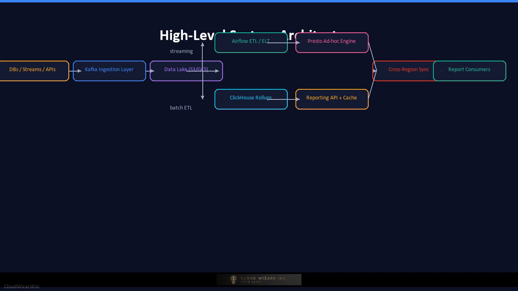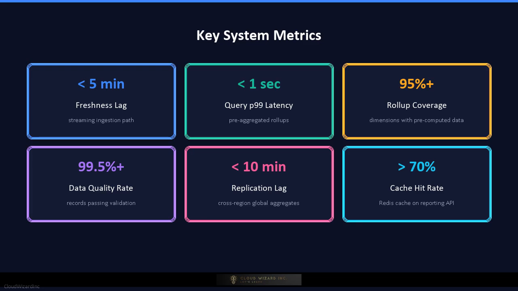A query federation layer using Presto allows ad-hoc analysts to query raw data in the data lake without impacting dashboard performance. The reporting API layer enforces multi-tenant access control, translates report requests into queries, caches results in Redis, and streams large exports to object storage. A cross-region replication service synchronizes metadata and global aggregates between regions while respecting data residency boundaries. The key metrics to memorize: cold data freshness lag, the time between an event occurring and it appearing in reports, target under 5 minutes for streaming paths and under 60 minutes for batch paths.